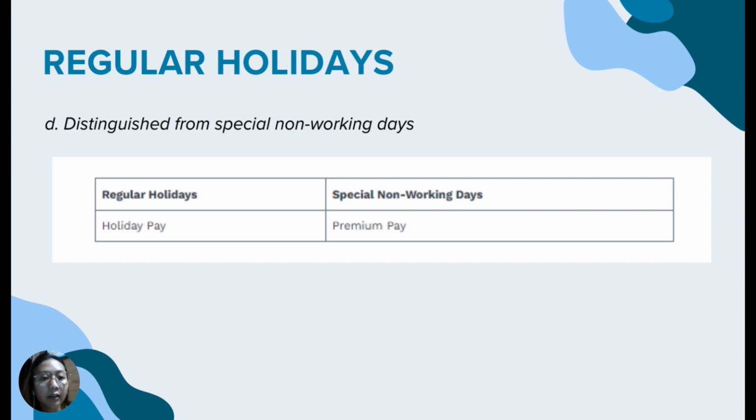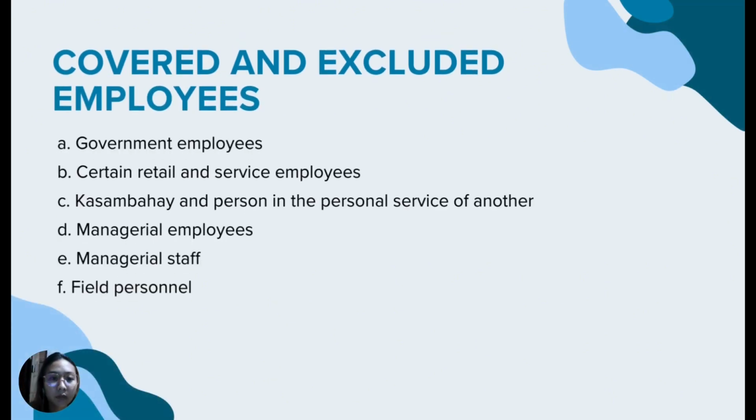And letter D, distinguished from special non-working days. Regular holidays have holiday pay, while special non-working days have premium pay. So, covered and excluded employees: A is government employees, letter B, certain retail and service employees, C, kasambahay and persons in the personal service of another, D, managerial employees, E, managerial staff, and F is the field personnel.